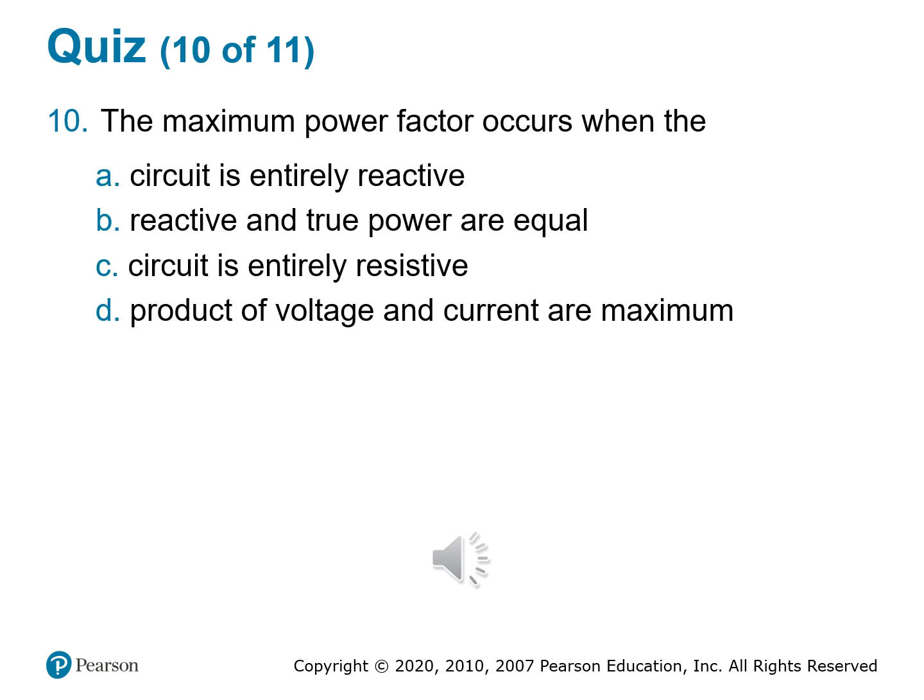Finally, for this very, very long presentation, quiz question number 10. The maximum power factor occurs when the what? A, circuit is entirely reactive. B, reactive and true power are equal. C, circuit is entirely resistive. Or D, product of voltage and current are maximum. Go ahead and pause the video now. All right, thank you for returning. And the correct answer here is C. The circuit is entirely resistive.